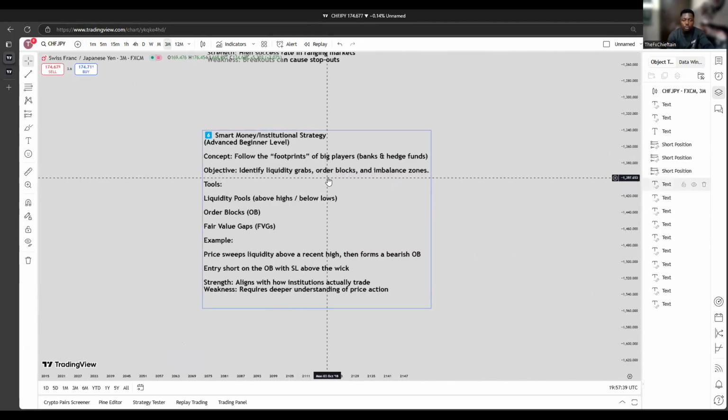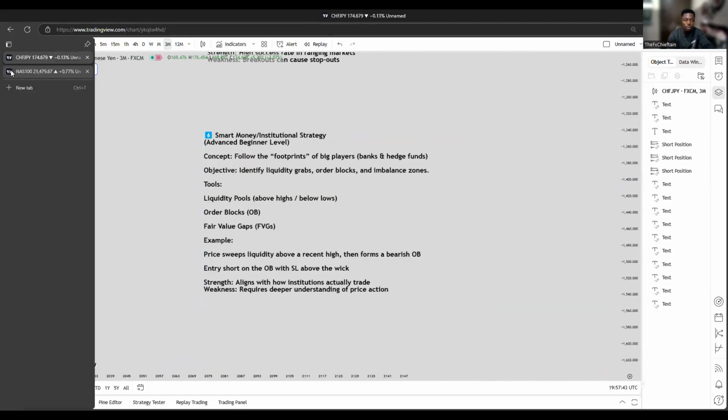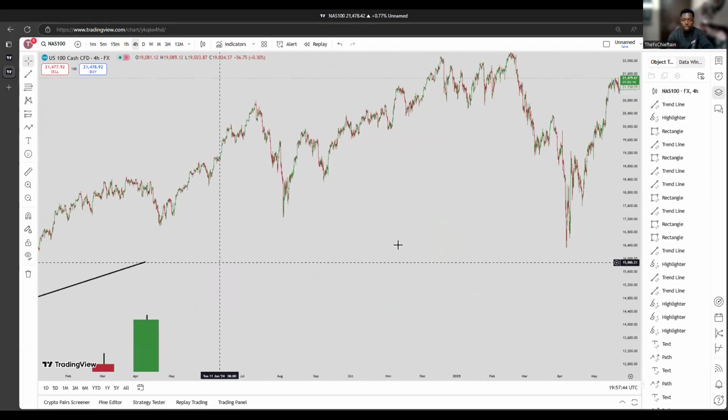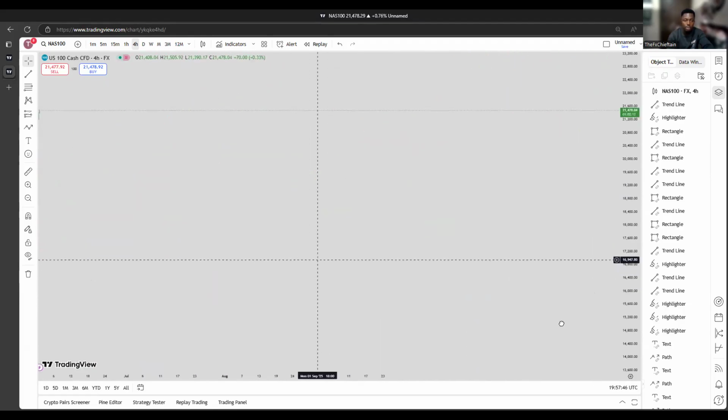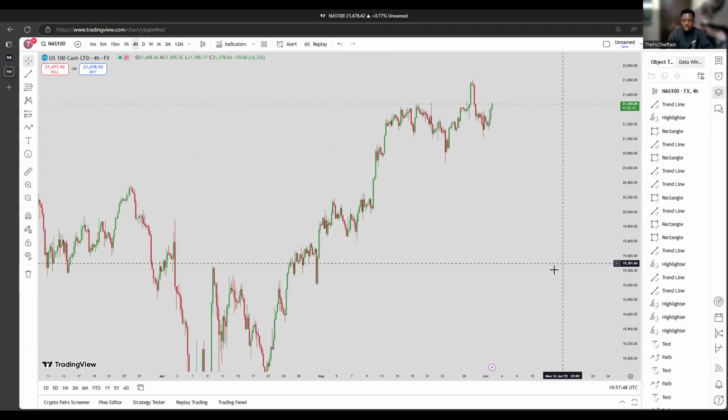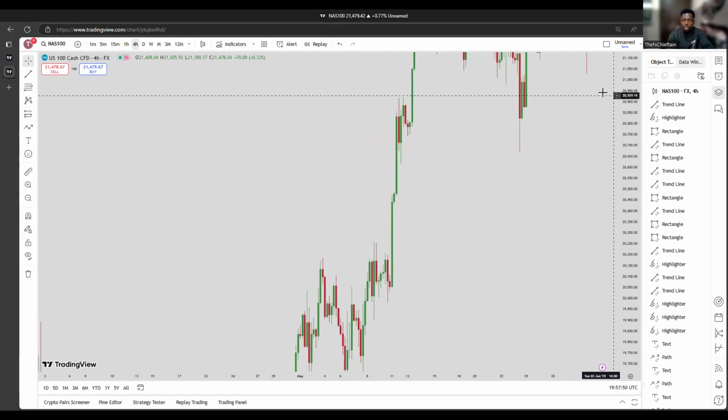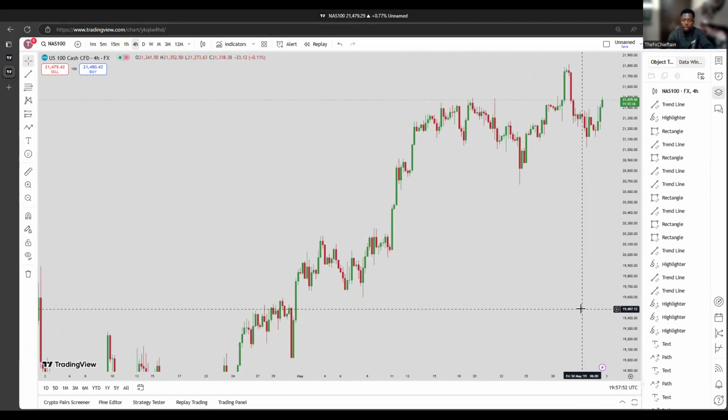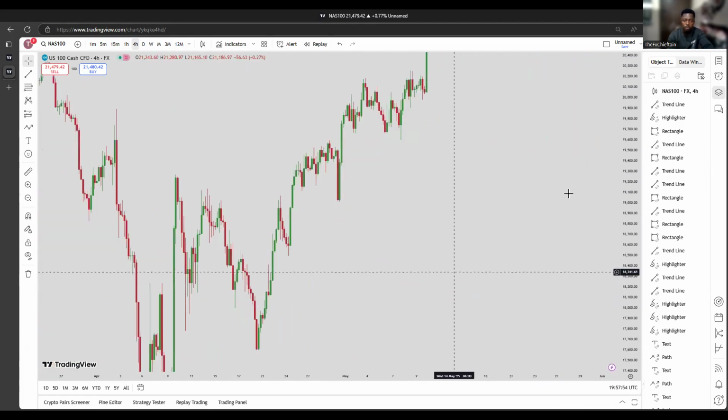Let's identify the liquidity grab. Let's identify order blocks. Let's identify imbalance zones. So let's step into the NAS 100. Let's move to the most recent price action and see how we can spot this out.